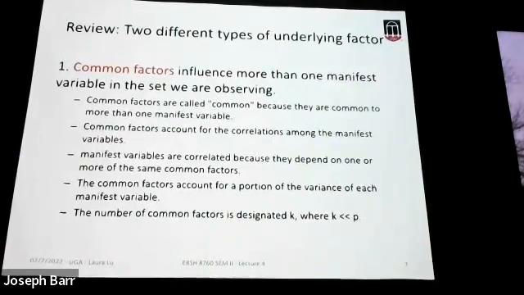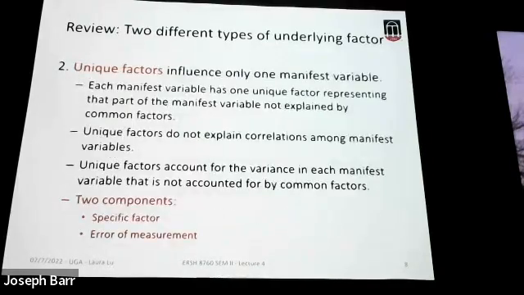Yeah, this is a review. I just got the slides from the previous class. Common factors influence more than 1 manifest variable in the set we are observing. Unique factors influence only 1 manifest variable. It's specific to some variable. And the unique factors include the specific factor and the measurement error.